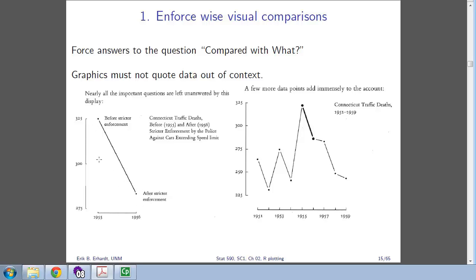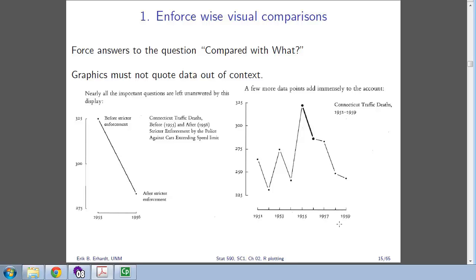And this plot by itself suggests that because stricter enforcement was implemented, that had a good effect on traffic deaths in Connecticut. Now, I want to know, compared to what? So in the right, we have more historical data.